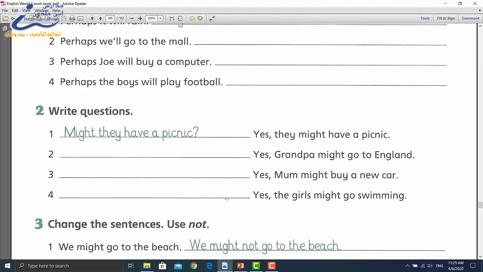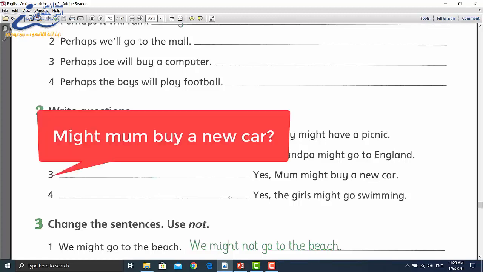Move to exercise number 2. We had number 3 and 4 as homework. How to make questions out of these answers. We said that as any modal verb, when they come at the beginning of the question, we answer them using yes or no. So, in order to make the question, omit yes or no, start with might. Very good. Might mom buy a new car?